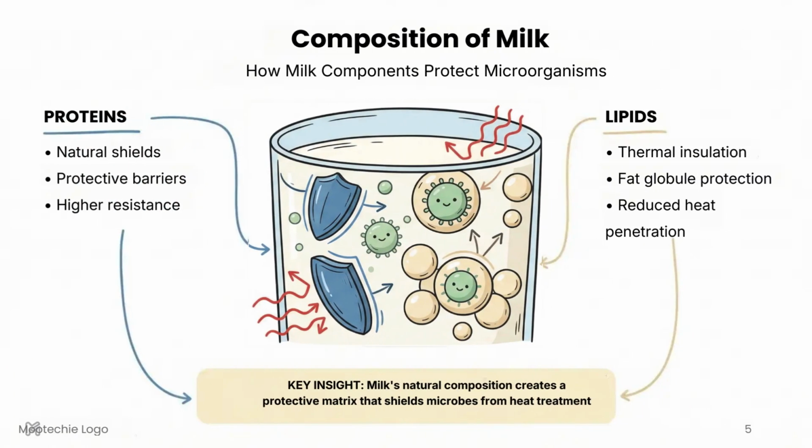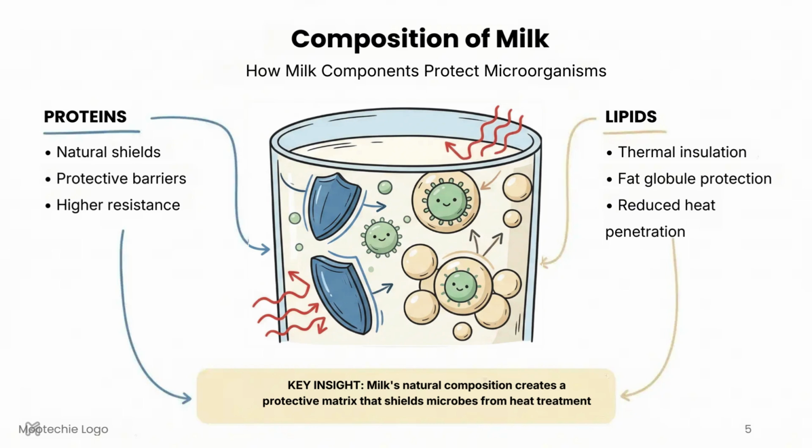The composition of milk also affects microbial heat resistance. Milk contains proteins and lipids that can protect microorganisms from heat. Proteins may form protective barriers around microbial cells. Lipids or fat globules act as thermal insulators and reduce heat penetration. As a result, high-fat milk products may require more intense heat treatment to achieve the same microbial destruction.